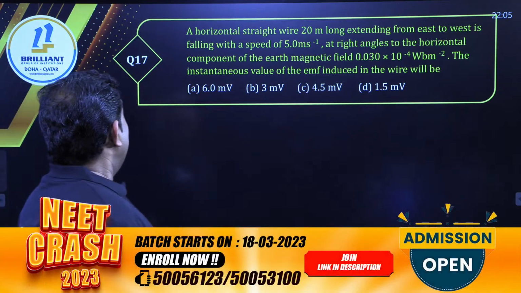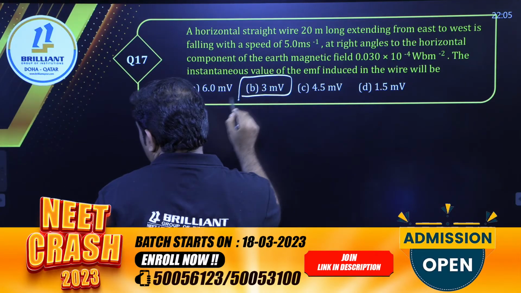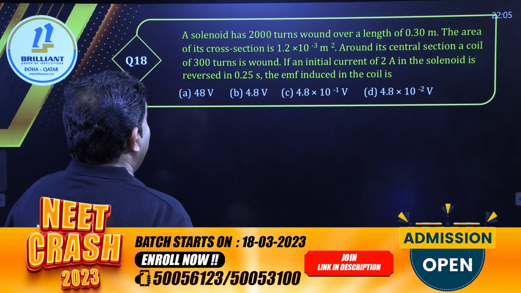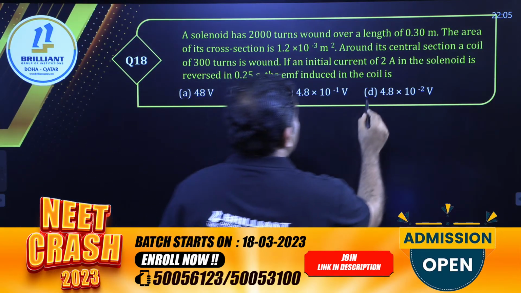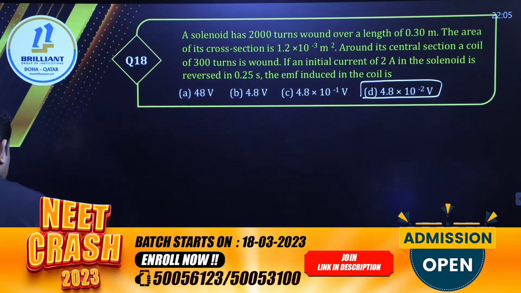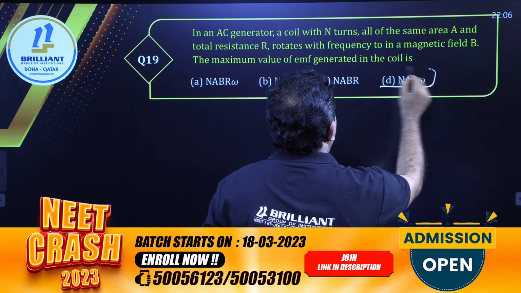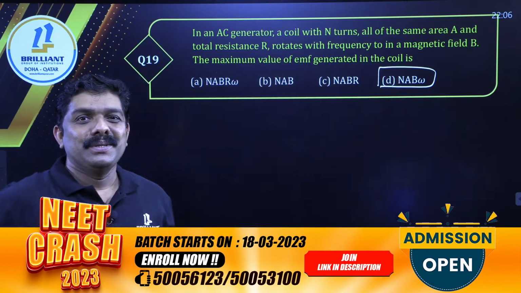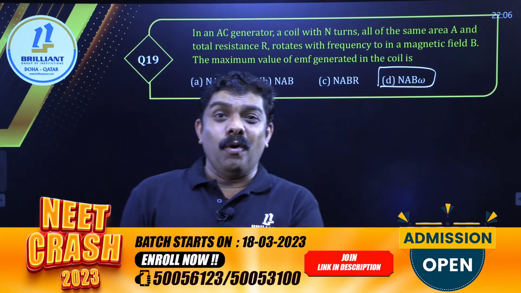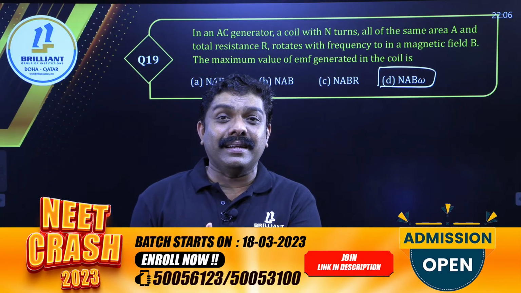Now question 17. The answer I am marking is 3 mV. And then question 18. The answer I am saying is 4.8 into 10 raised to minus 2 volt. And the next one, the answer is NAB omega. So we explained all the important points of this chapter, electromagnetic induction.